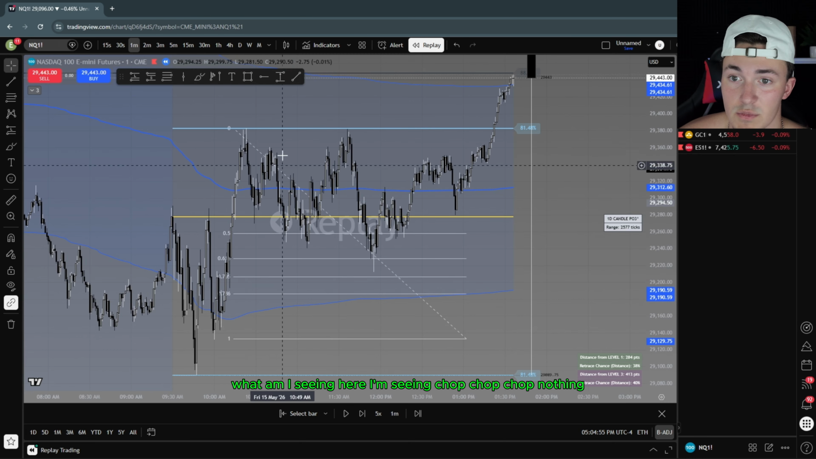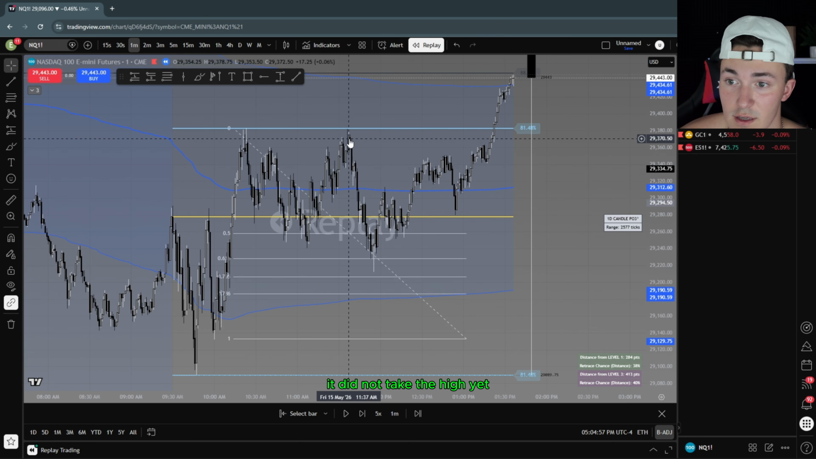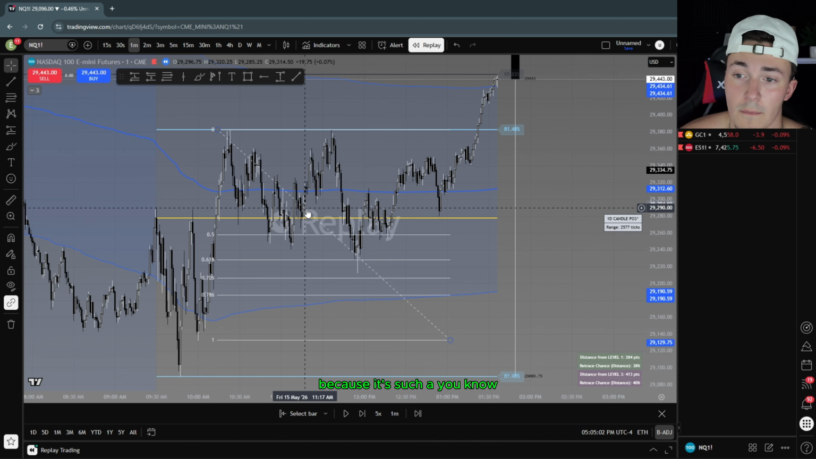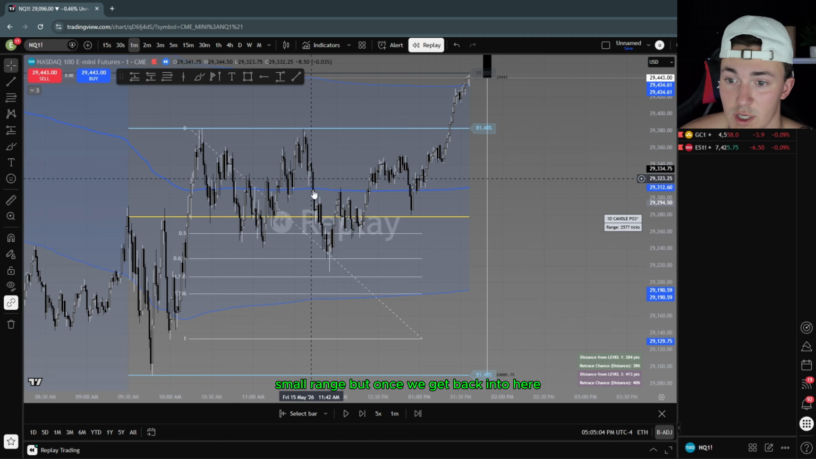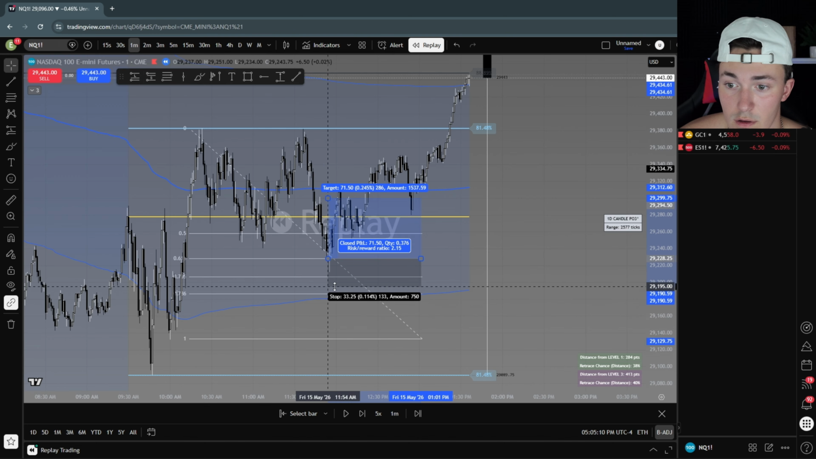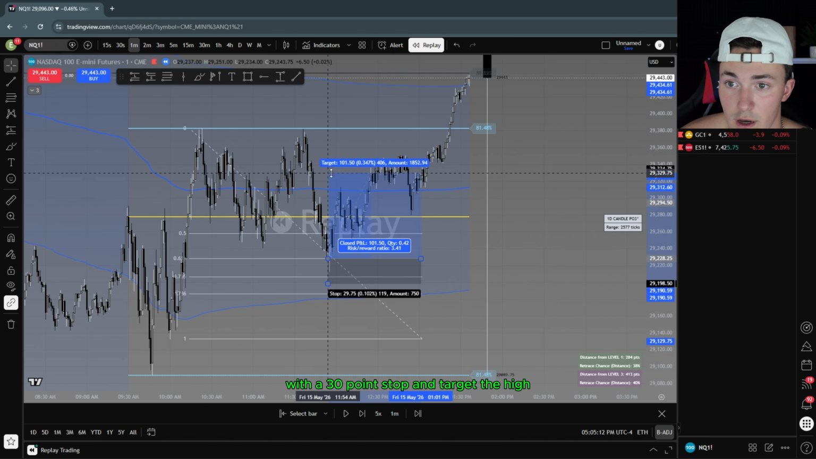What am I seeing here? I'm seeing chop, chop, chop, nothing. It did not take the high yet. So I wouldn't really take anything here because it's such a small range. But once we get back into here and we pull back into this manipulation leg into 618, you could enter off something like this with a 30-point stop and target the high.